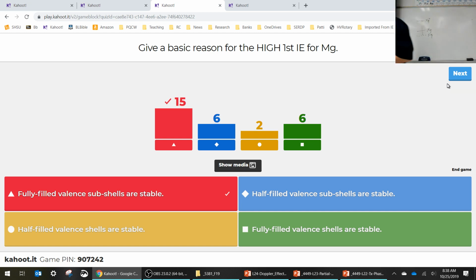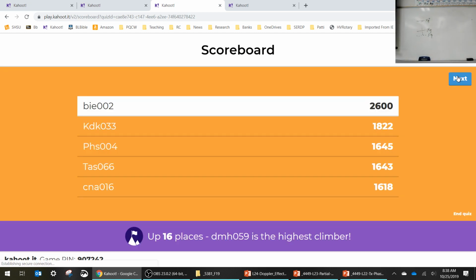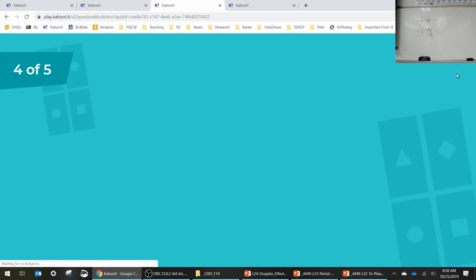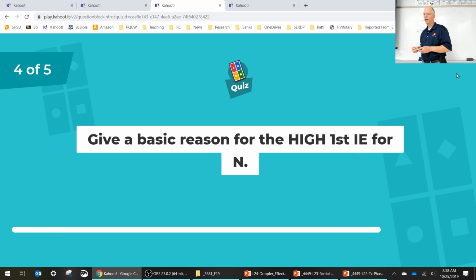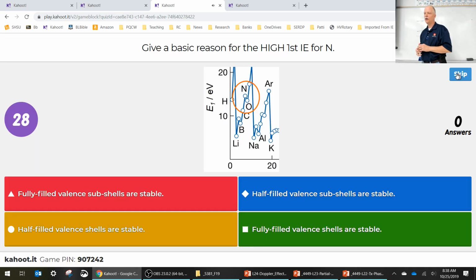Okay, let's try again. Give a basic reason for the high first ionization energy for nitrogen. I'm turning that down. Yeah, I know it. Just raise the stress level.